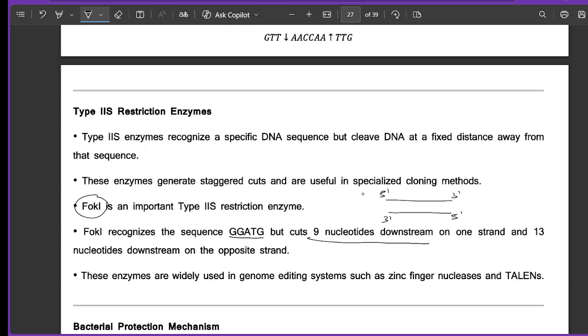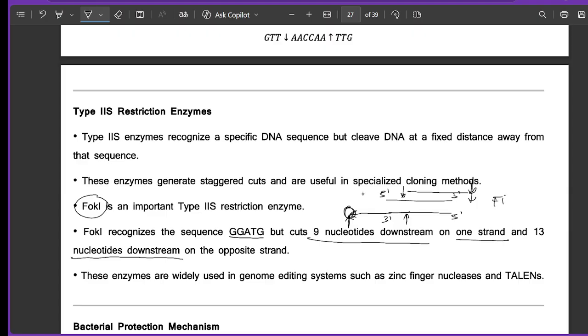So from this, suppose this is the recognition site, so from here 9 nucleotides downstream, it will actually cut on one strand, and on the other strand it will also cut 13 nucleotides downstream. Suppose here was its recognition site, so it will cut 13 nucleotides later.